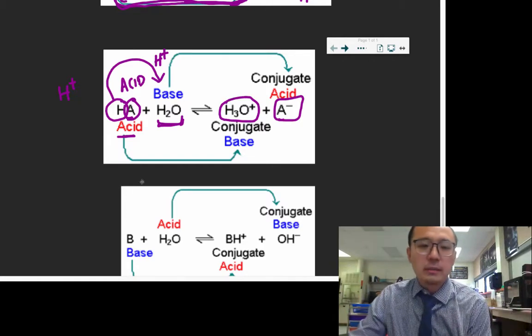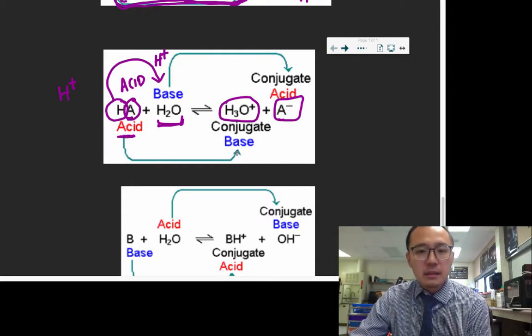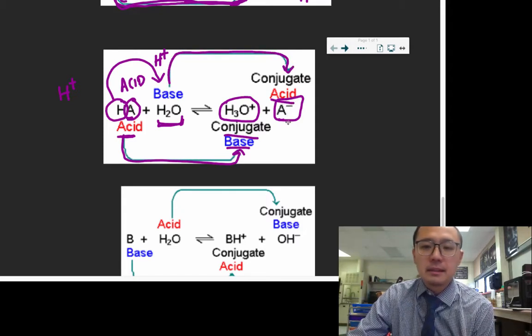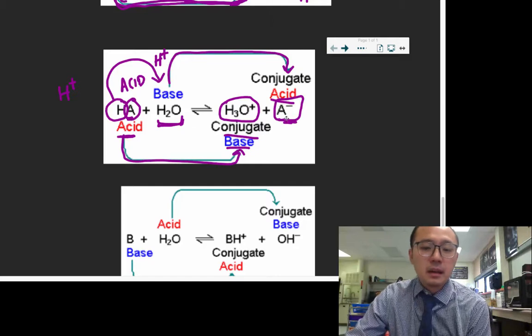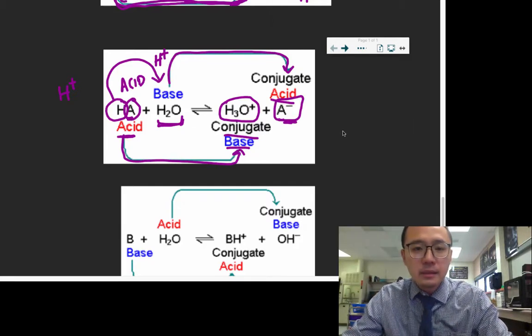That's really what we're talking about. So acid, you donated it, so that means that in the product side this becomes your base. That's your conjugate base. So you have your acid to your conjugate base, and then your base accepted a proton. On your product side, it becomes your conjugate acid. That means now in the product side, this acid can accept protons or donate protons. So that's how you define these ones.